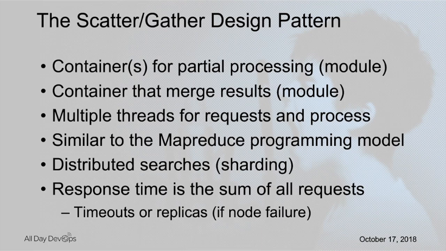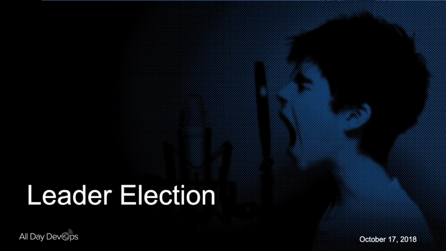The trade-off, or the downside, is that the response time is the sum of all of the requests that the main container is doing. So one way to work with that is by setting timeouts or having replicas if the node fails, for example. So basically, that's the scatter gather pattern.